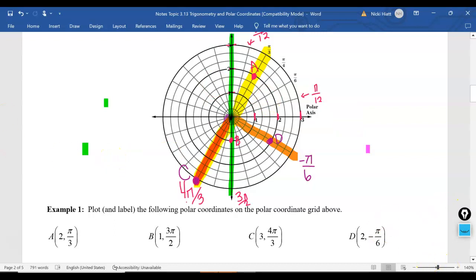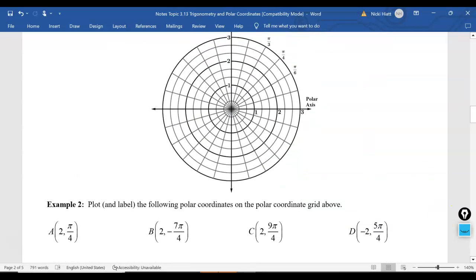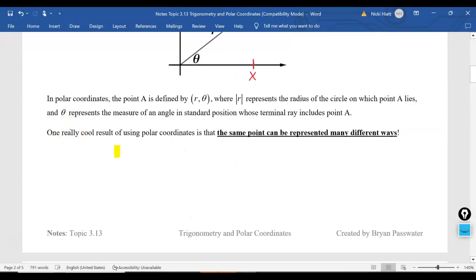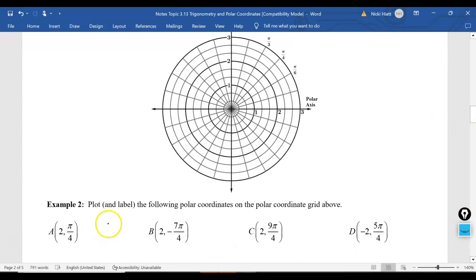So let's continue on with a little more practice. Down here, on this last one, at least, we're going to see a negative radius, which is going to be a little bit different. So if I'm going to graph these points for A, I've got pi over 4, which is right here. And I want a radius of 2, so I'm going to go out 1, 2 right here. And point A would end up right here on my polar coordinate graph.